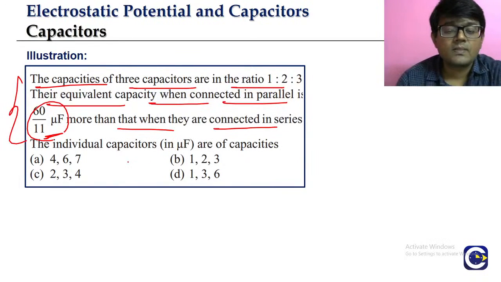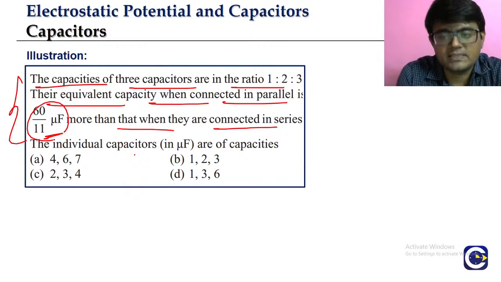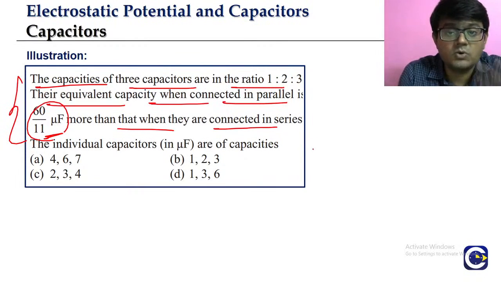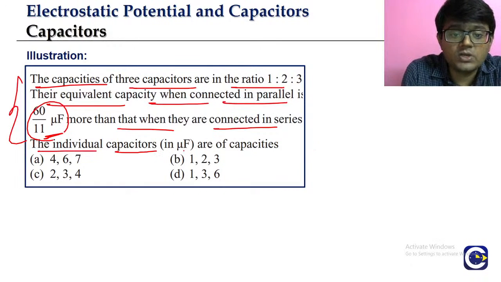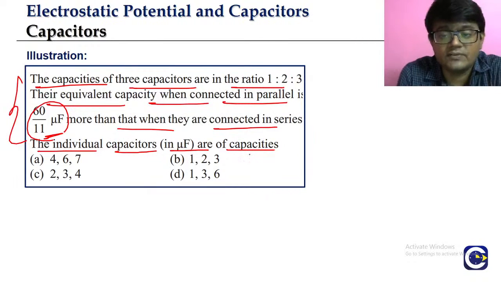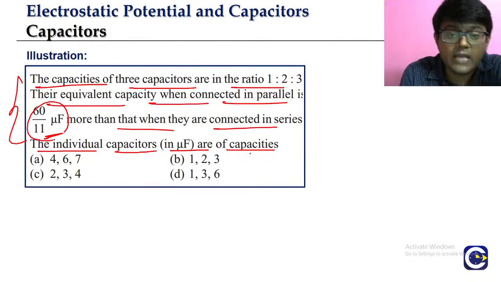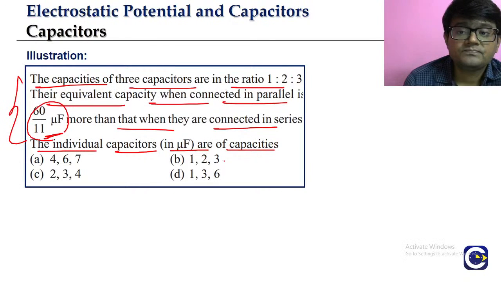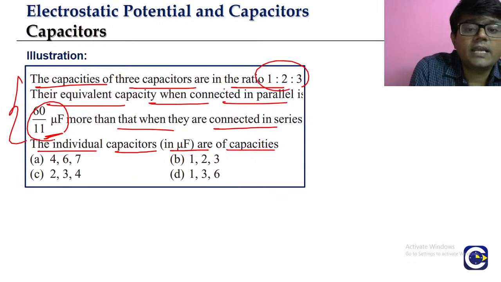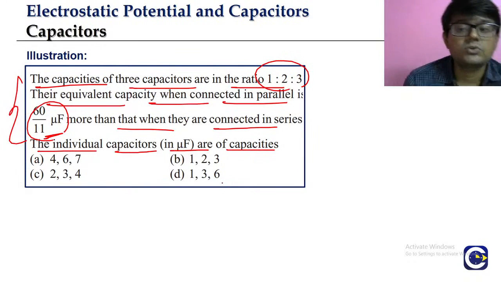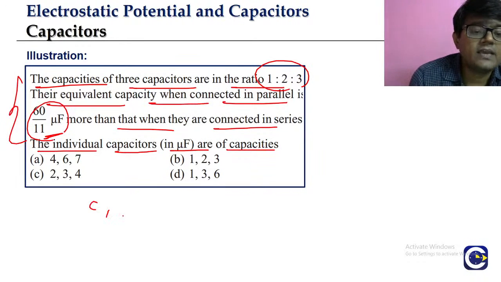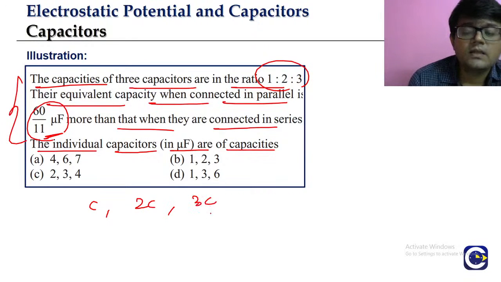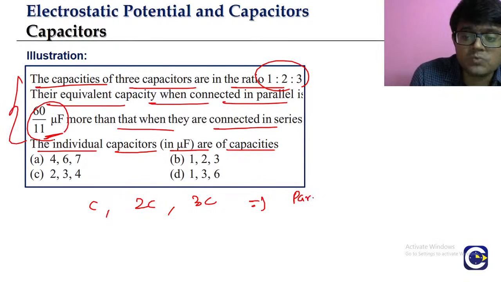Here they are giving us a ratio of three capacitors, not the actual values. In fact, they are asking for the individual capacitors' capacity values, which means they are asking what the values of these capacitances are. The relation we find out is that they are giving the ratio of their capacitances as 1:2:3, which means one of them has a capacitance C, another has 2C, and the third has 3C. So we can arrange it like that.